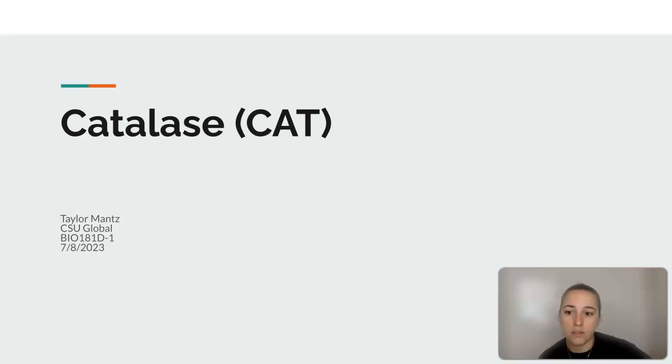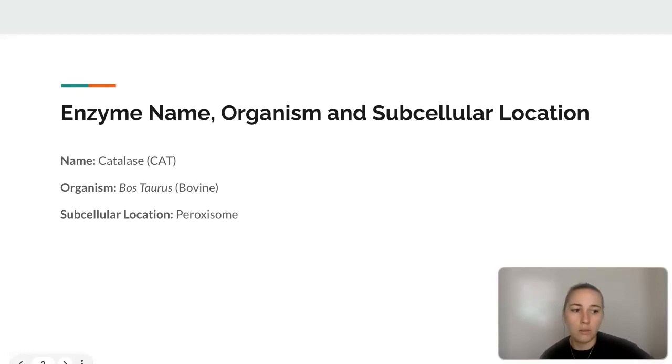This is the final project for Bio 181 at CSU Global, and the enzyme I chose is Catalase. To begin, we'll discuss the enzyme name, the organism, and the subcellular location of the enzyme. So Catalase is an essential enzyme found in the organism Bos bovine.